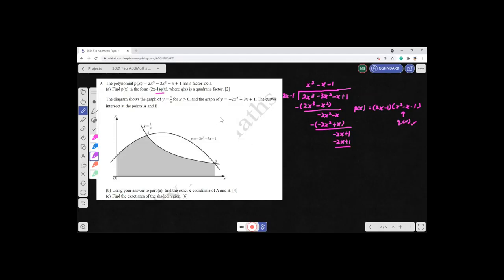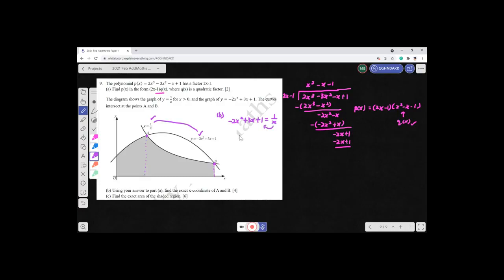So if you look at B, they say use your answer in part A, find the exact coordinate of A and B. So if you can see, this equation and this equation intersect. So if I say intersect, minus 2x squared plus 3x plus 1 is equal to 1 over x. Intersect to find A and B.